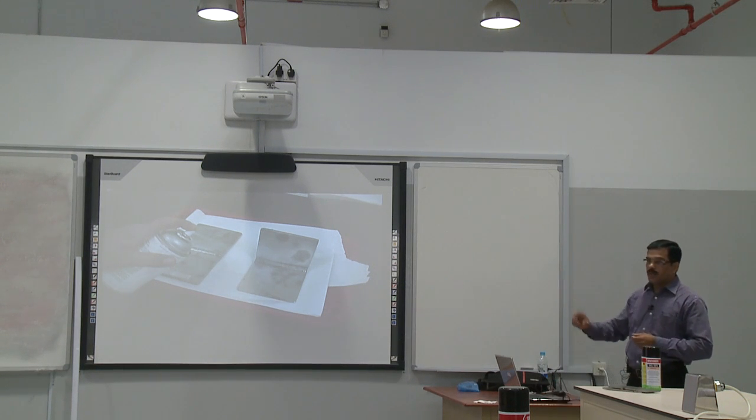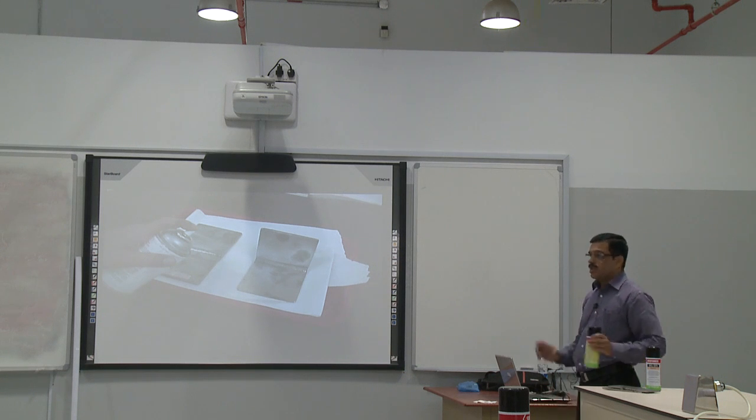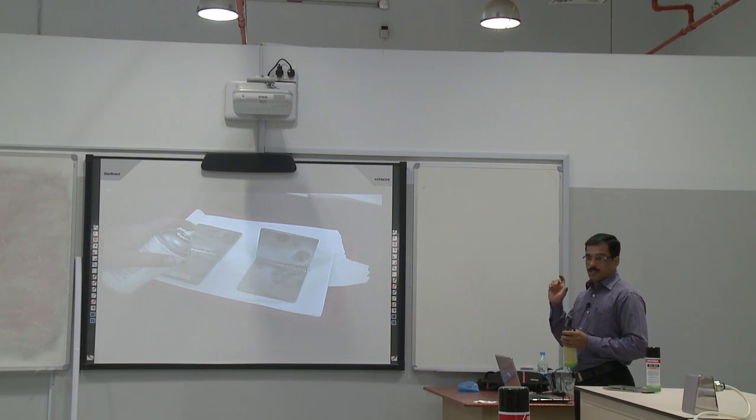Usually this is spraying, and the spraying also we should follow. Usually we follow a distance of some 10 to 12 inches when doing the spraying.